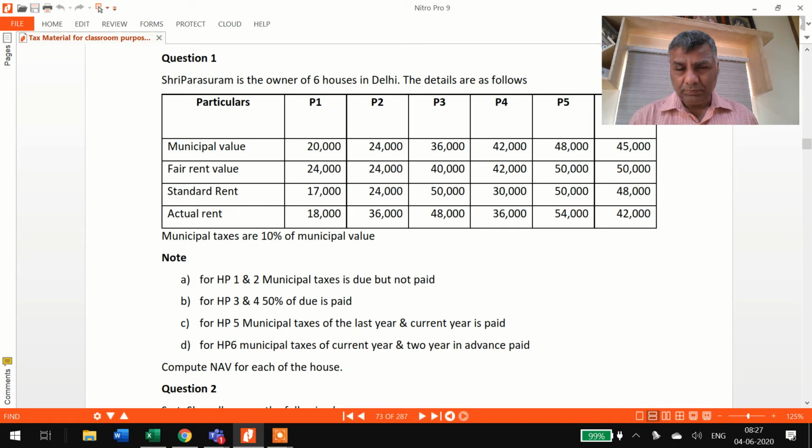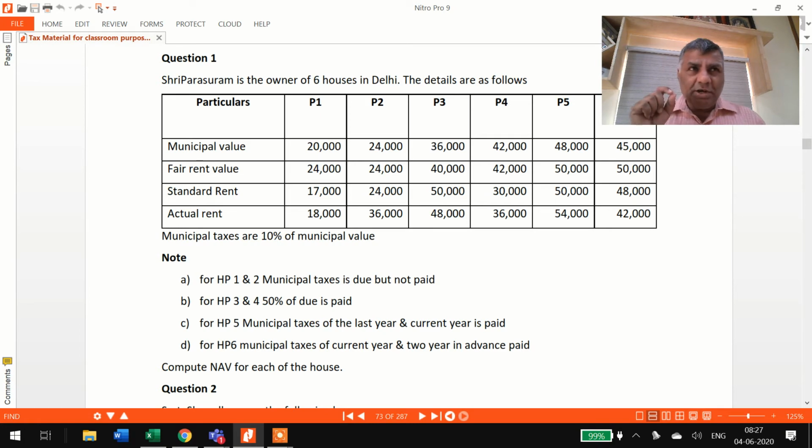Compare FRV, 24,000, with standard rent and take whichever is lower. So, what is the answer? Standard rent, 17,000. What is step 3? Compare step 2 with actual rent, whichever is higher. So, the answer is 18,000, actual rent. That becomes the gross annual value.